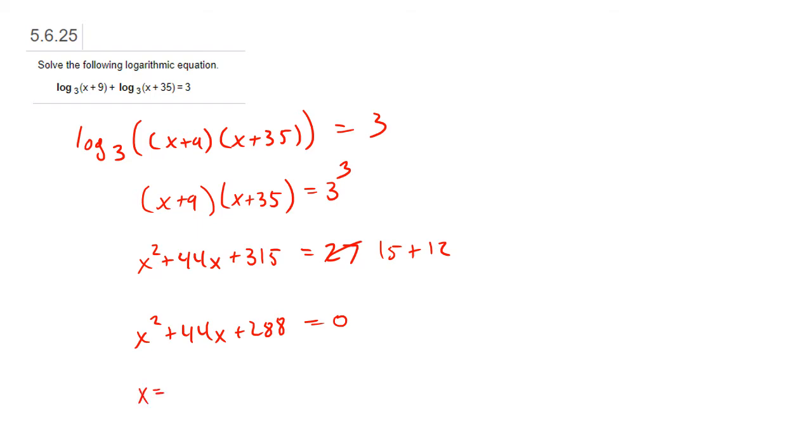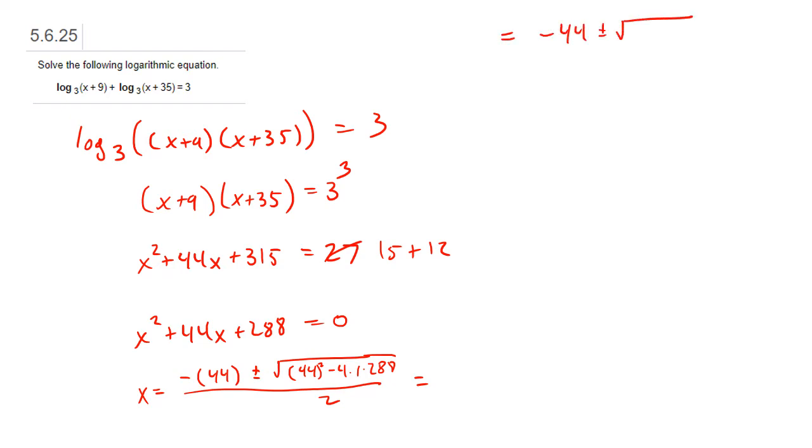So x will be equal to negative 44 plus or minus the square root of 44 squared minus 4 times 1 times 288, all divided by 2. Now, I'm just pulling out a calculator to go ahead and compute that discriminant of 44 squared minus 4 times 288 for a net result of 784. So this is equal to negative 44 plus or minus the square root of 784, all divided by 2.